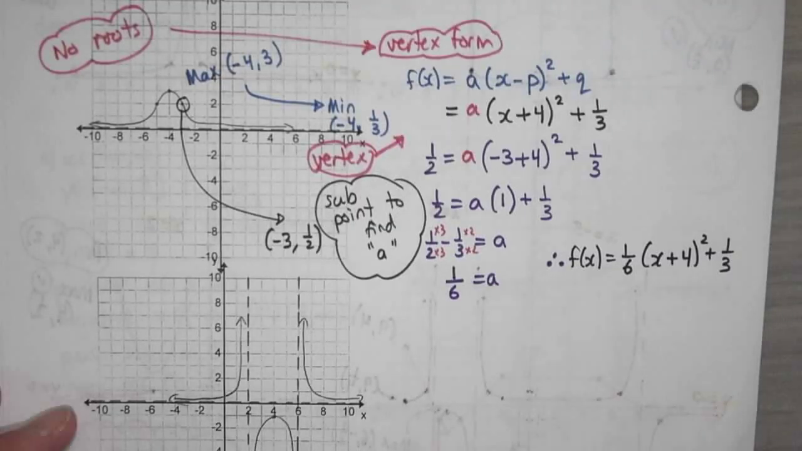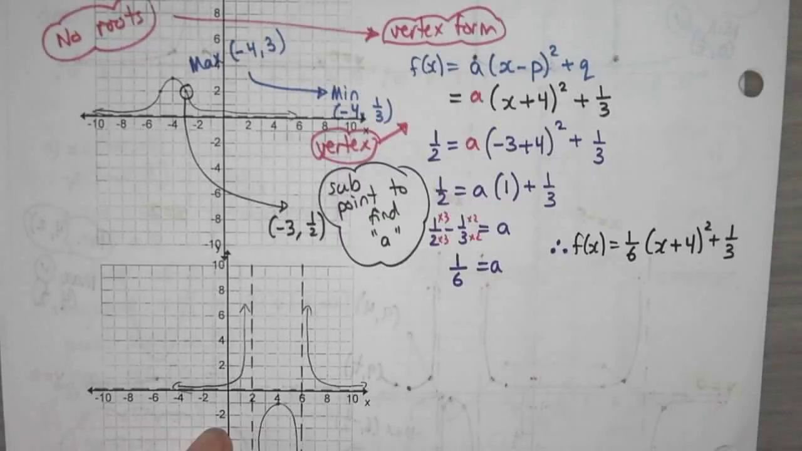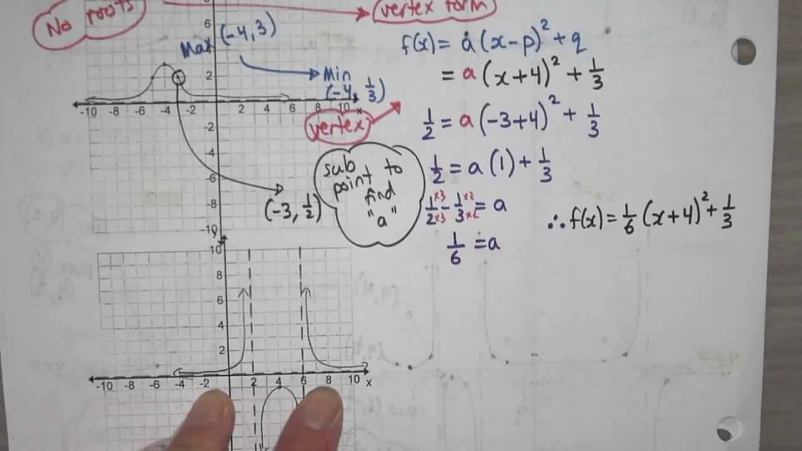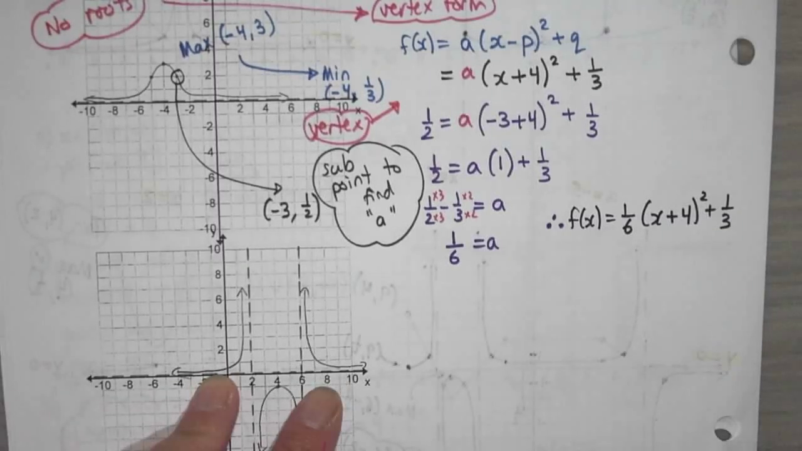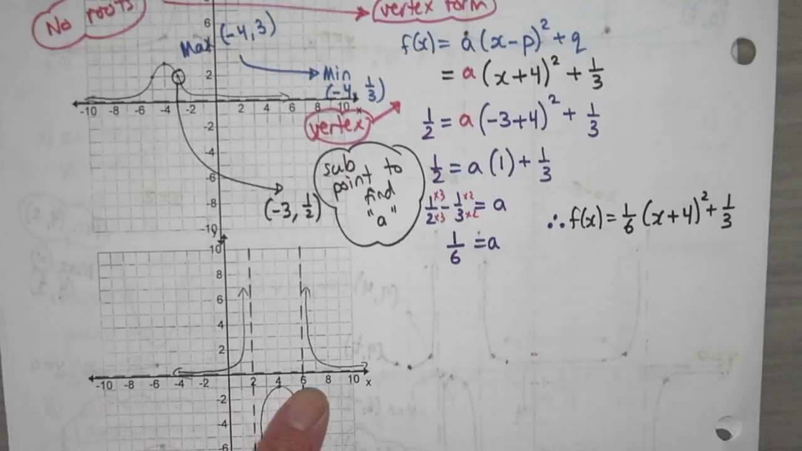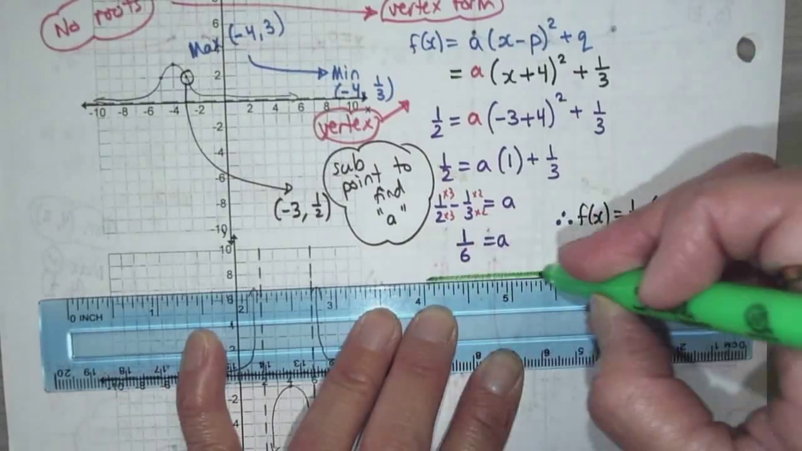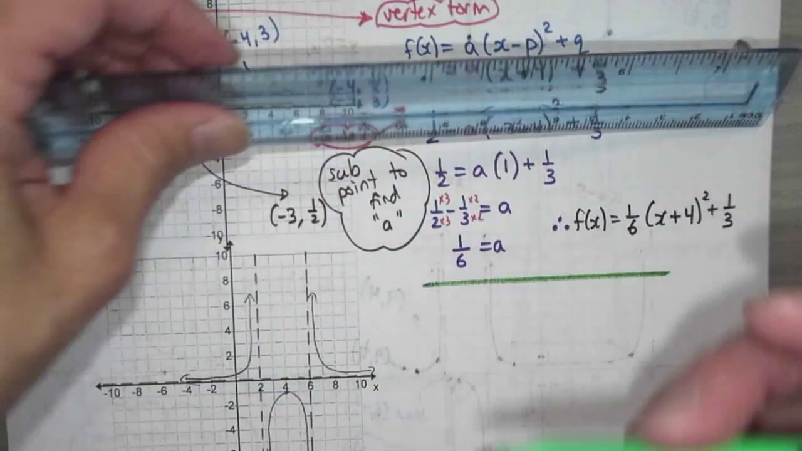Okay, last one. For this section here, we are just doing exactly the same thing. If you see there's two vertical asymptotes, that means there's two roots, right? It hits the x-axis twice. That means it's going to be the factored form. So go right ahead and use factored form. I was just trying to show you the contrast between this form and the other form.